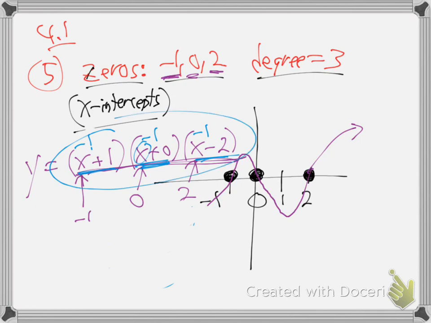Now, on the answer key, they have it all multiplied out, but you can type it in just like that. It'll take it. Somebody tried it in the last class, and they said it took it. So you can type it in just like that. It's good. So there is the equation of a graph that looks like that and has zeros -1, 0, and 2.